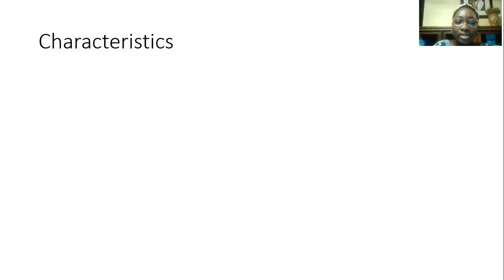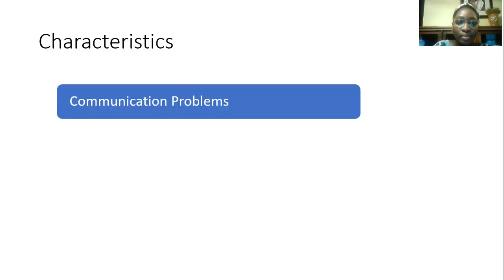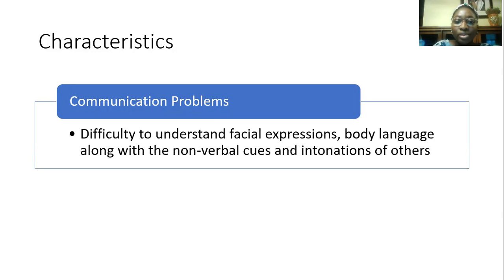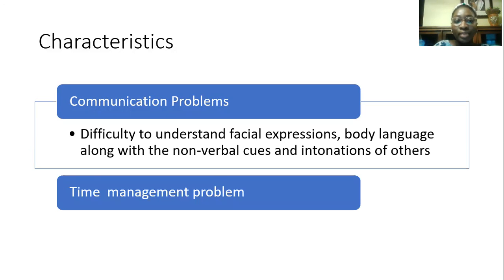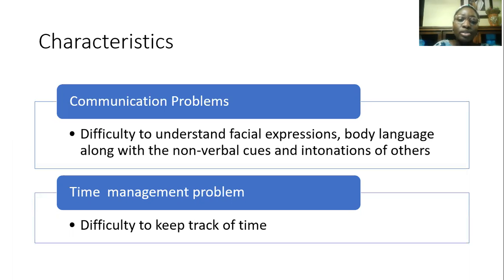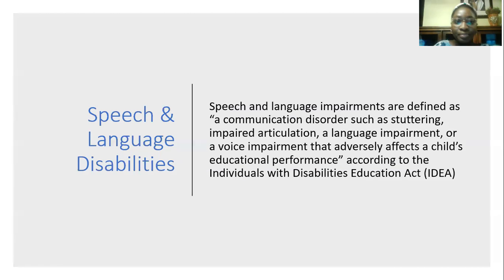So among the different characteristics of autism, you have, of course, communication problems, as I said, difficulty understanding facial expressions, body language, along with the nonverbal cues and intonation of others. And you also have time management problems. They will face many difficulties if they take an exam or a test, because they have difficulty keeping track of time.